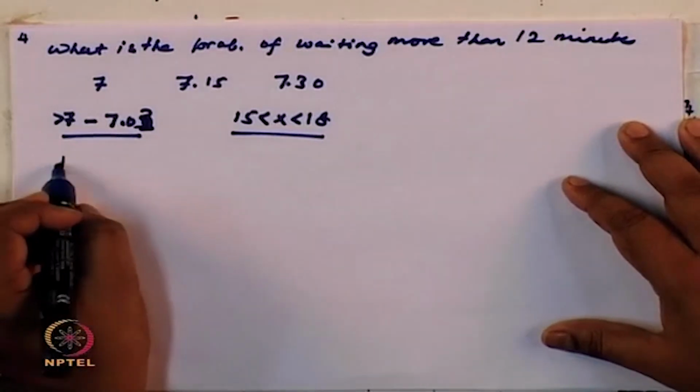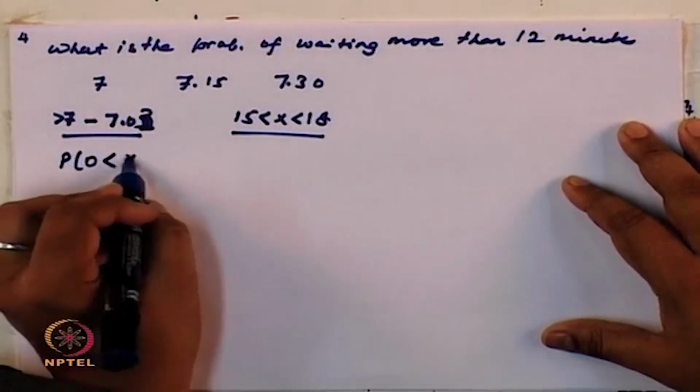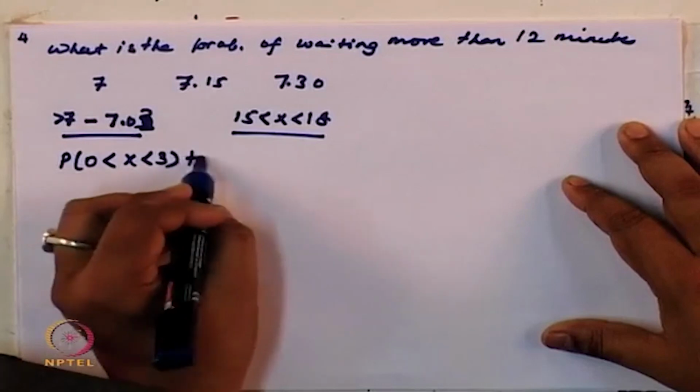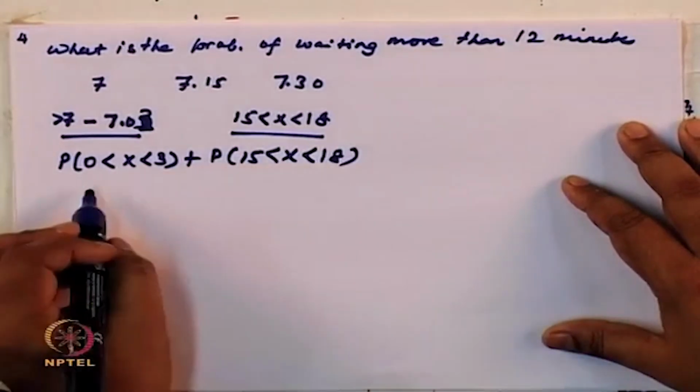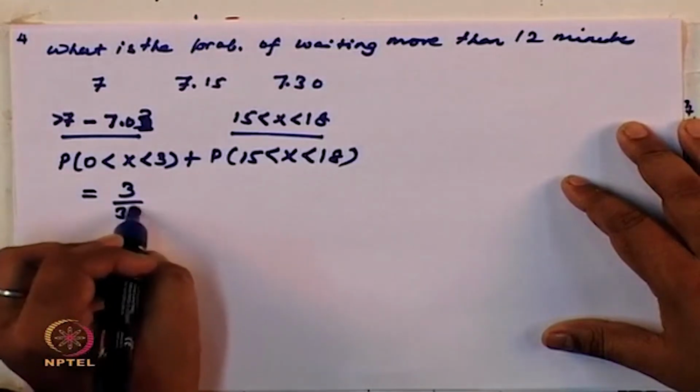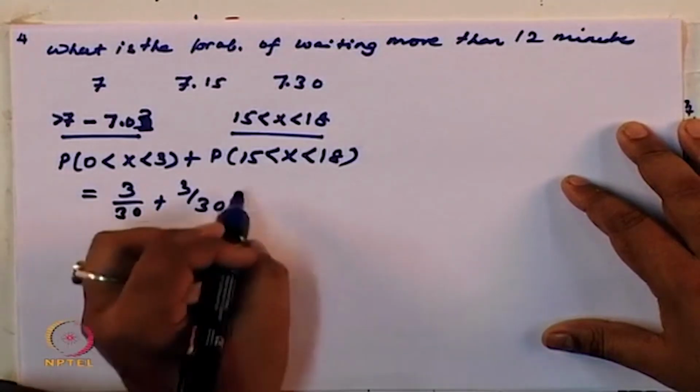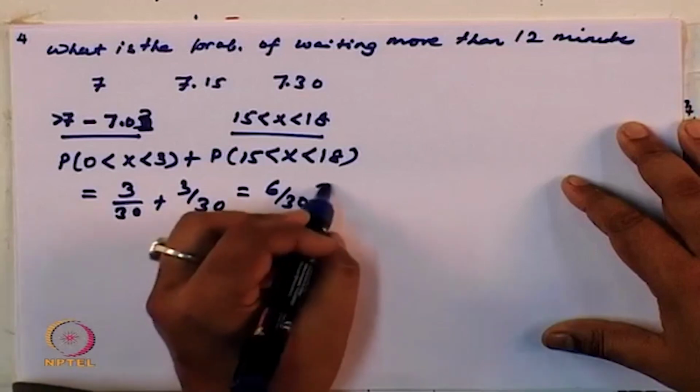So, my probability is nothing but the probability of 0 less than x less than 3 plus the probability of 15 less than x less than 18, equal to 3 by 30 plus 3 by 30, equal to 6 by 30, which is nothing but 1/5.